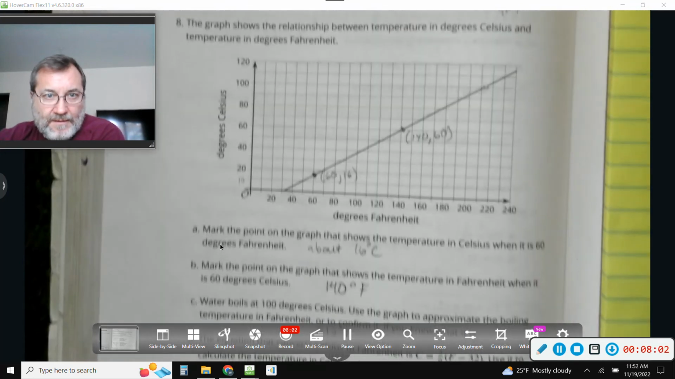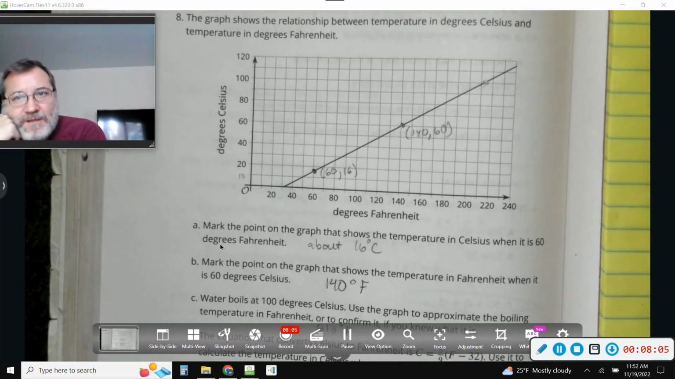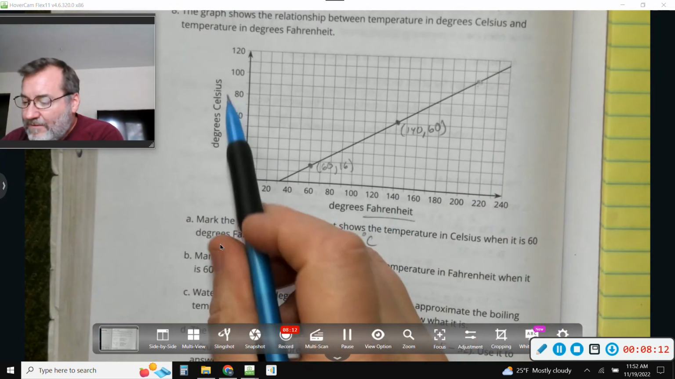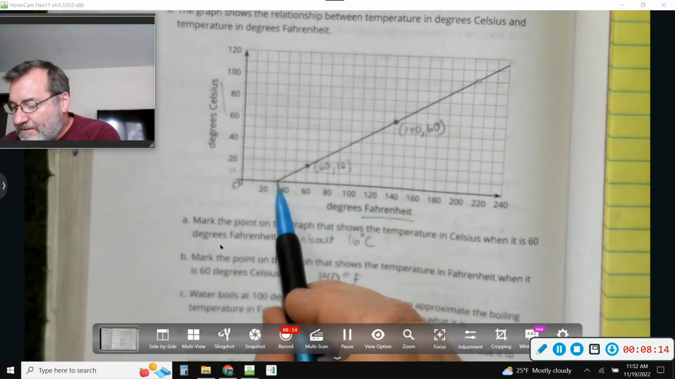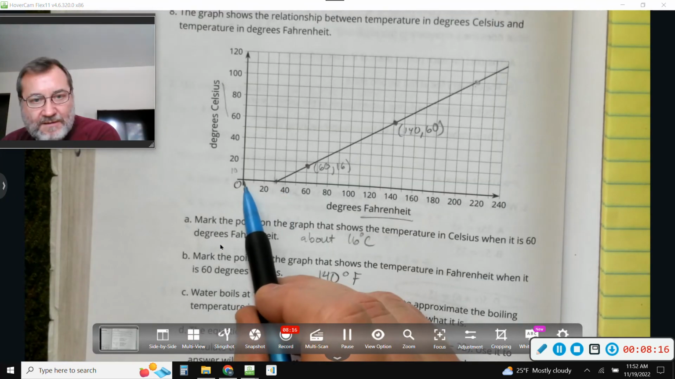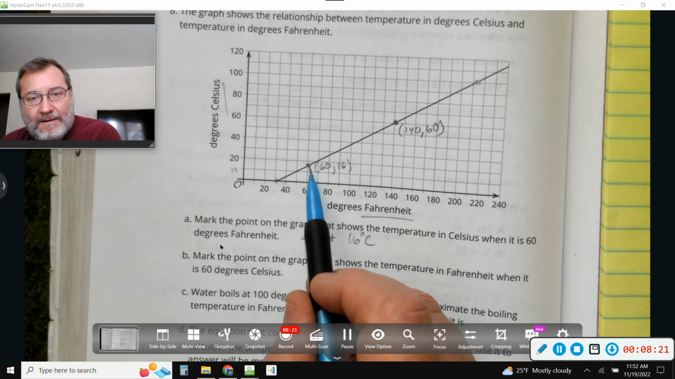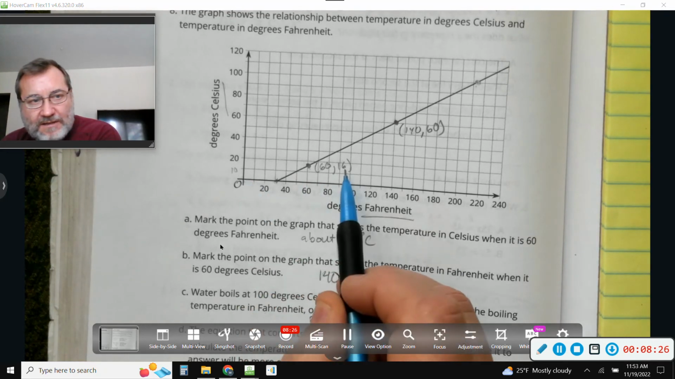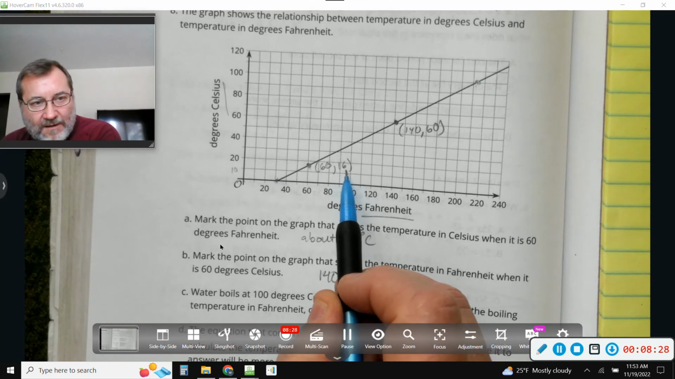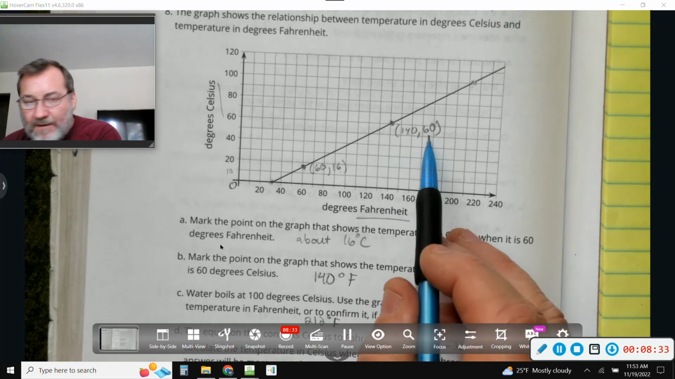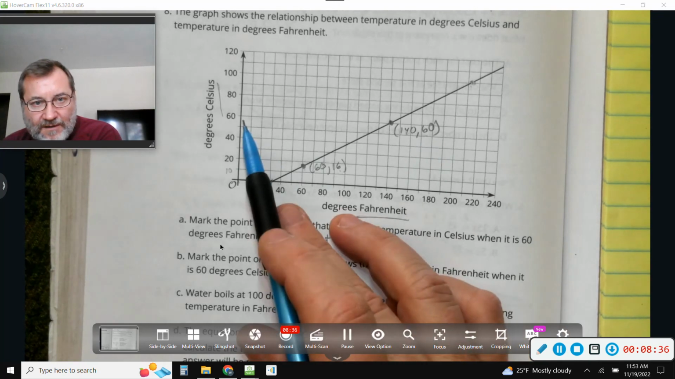Number 8. The graph shows the relationship between temperature in degrees Celsius and temperature in degrees Fahrenheit. So down here you'll see Fahrenheit, up here you'll see Celsius. You can look at this. This is 32 right here, which corresponds to 0 degrees Celsius. If you go up to 60 degrees Fahrenheit, that comes out to be about 16. We'll find out what it is in a little bit. And if you go all the way up to 140 degrees Fahrenheit, then you end up with 60 degrees Celsius.